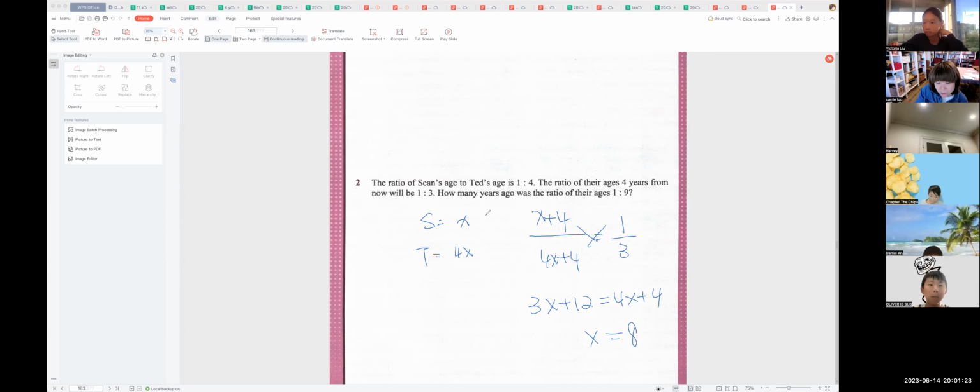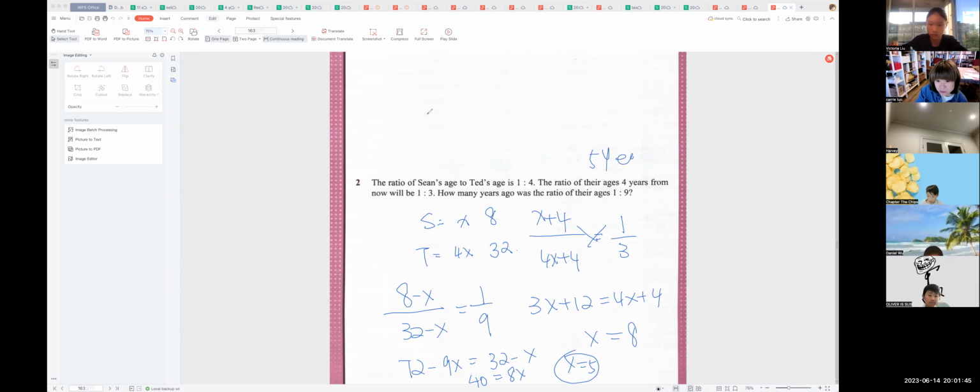Correct, everybody? So now we have Sean is 8 and Ted is 32. So how many years ago? So 8 minus x over 32 minus x equals 1 to 9. So the answer is 72 minus 9x equals 32 minus x. So 40 equals 8x, so x equals 5. So 5 years ago, their age is 1 to 9. We can just check if it is right or not. So 8 minus 5 equals 3 years old, and 32 minus 5 equals 27 years old. And 27 is exactly 9 times of 3 years. Correct, everybody? Okay, so this is a quick, Oliver Nizamala, are you okay?